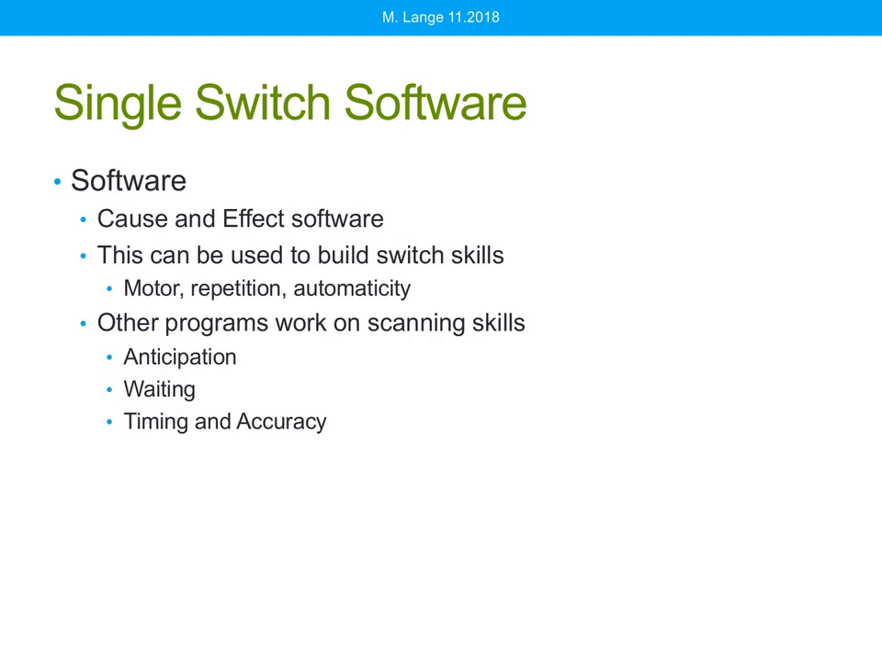There is a fairly large amount of cause and effect software that's out there. This can be used to build switch skills because the client is motivated, enticed to keep reaching out, activating that switch, and something fantastic happens on the computer screen. That helps to just build up that motor skill, that repetition, so that the client gets used to hitting that switch multiple times without undue fatigue. It also starts developing something called automaticity.